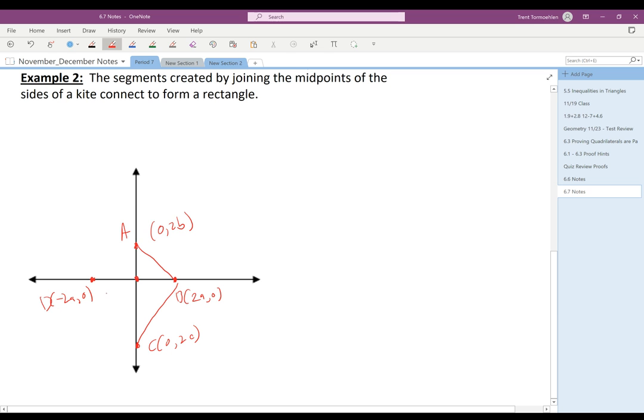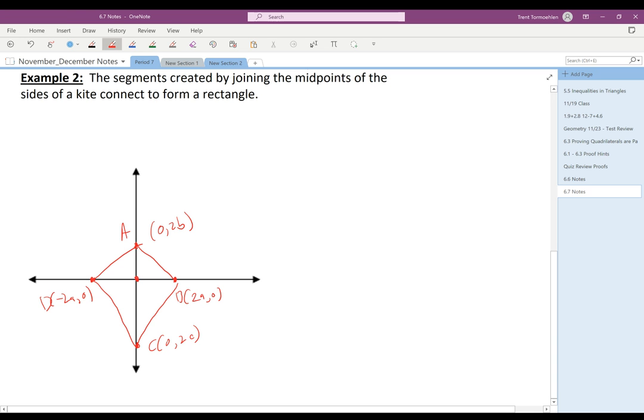There's other ways to do it as well. If you think that you have another way that you like better, feel free to reach out and we can talk about whether that's a good way to do it. So now it says the segments created by joining the midpoints of the sides of a kite connect to form a rectangle.